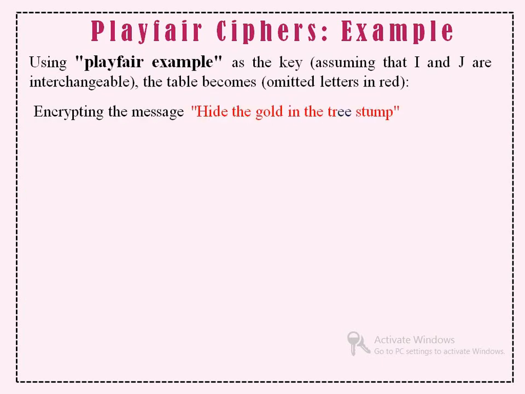So now, using this key, find the encrypted message, or find the cipher text, for "hide the gold in the tree stump." This is the plain text. The plain text is given by "hide the gold in the tree stump," and you have the key set as Playfair example. Please take your time, finish it off, and show me your final answer.